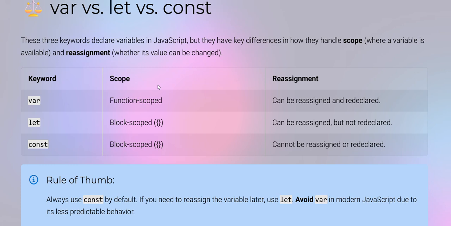Const: we cannot change its value, and we cannot redeclare it. So this is important; you should remember it. And for scope, var is the old way, so it is function scoped. Let and const are the modern way, with block scope using braces. Rule of thumb: always use const by default. If you need to reassign the variable later, use let. Avoid var in modern JavaScript due to its less predictable behavior. As I mentioned, var is the old way.